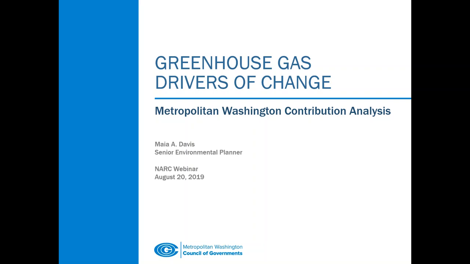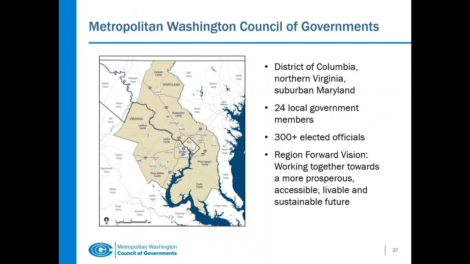Next slide, please. As many of you already know, our COG is located in the heart of our nation's capital, serving Northern Virginia, District of Columbia, and suburban Maryland. Our region spans out to touch West Virginia and Pennsylvania on our northwest side. We are split by the Potomac River and span out towards the Chesapeake Bay, which is the large body of water to the right of that map. And our regional vision and mission is to work together towards a more prosperous, accessible, livable, and sustainable future. Next slide, please.